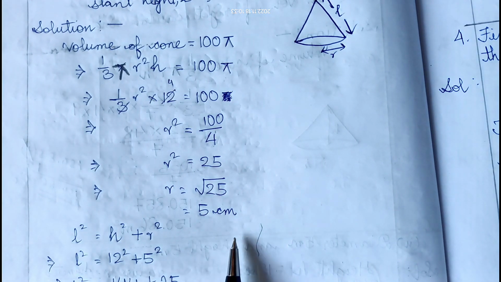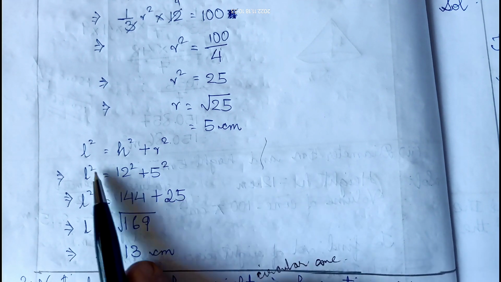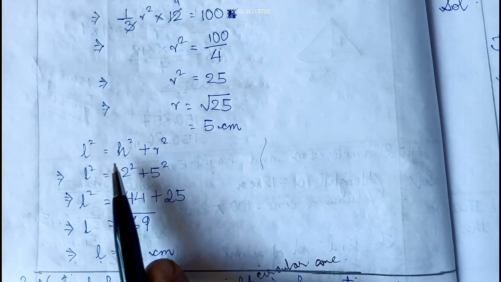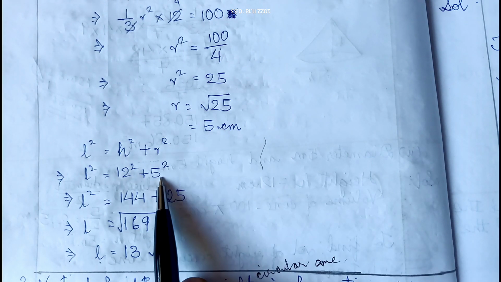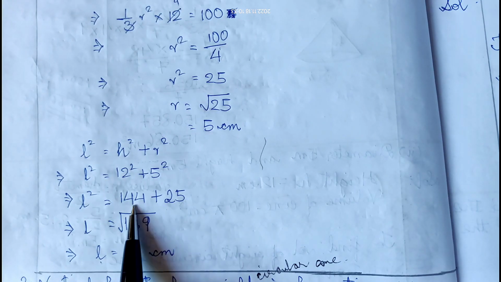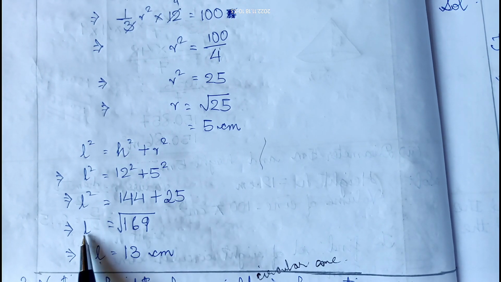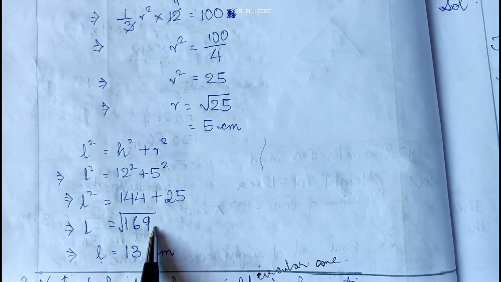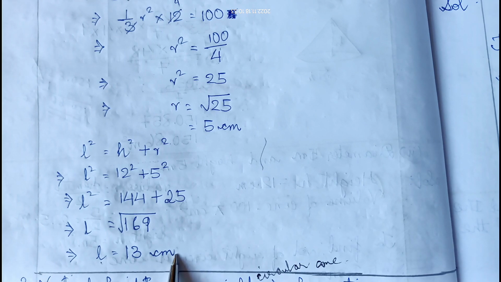Now we have to calculate the slant height. We have to use the formula L square is h square plus r square. So L square equals height given in the question 12, so it will be 12 square plus 5 square. So L square will be 144 plus 25. If I add these two, it will be 169. Therefore L equals root over 169, which is 13. Therefore slant height is 13 centimeter, and this is the required answer.